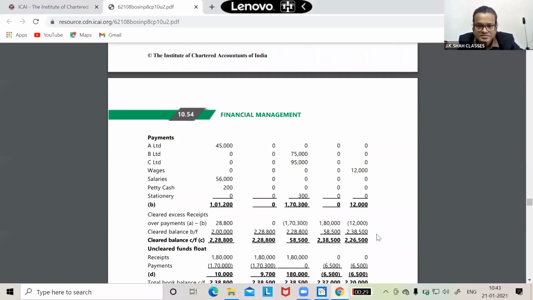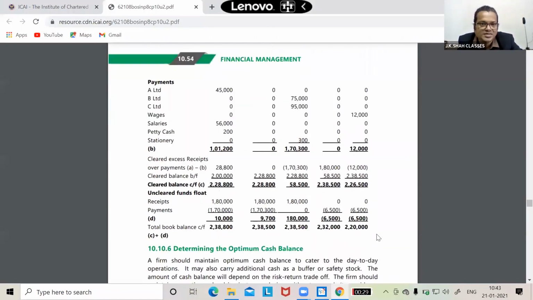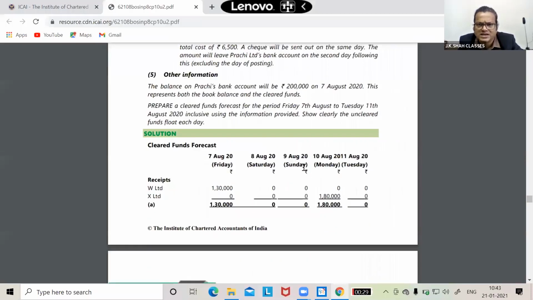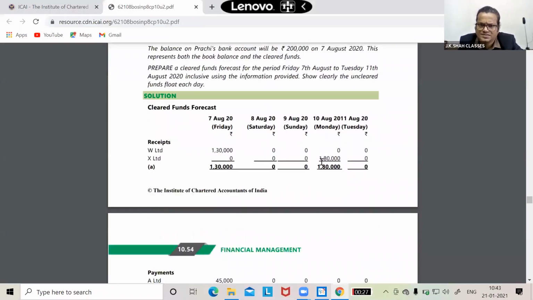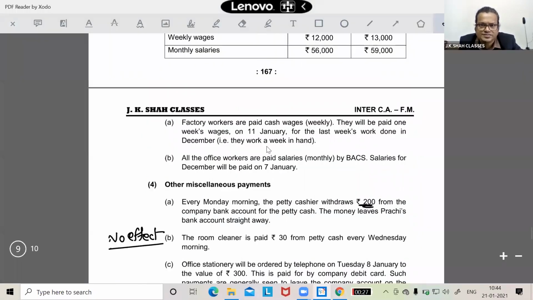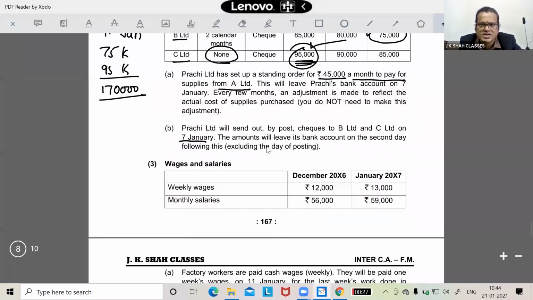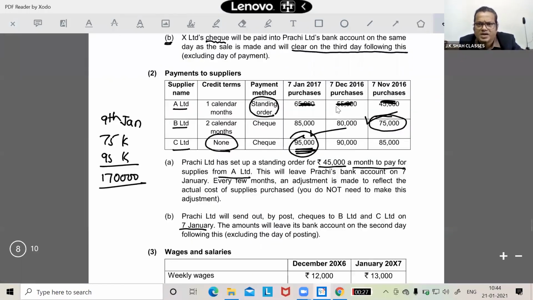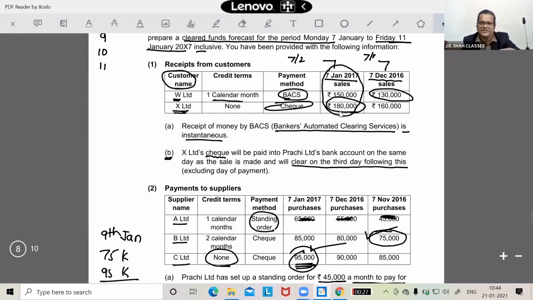Okay. Now, the most crucial part I'll explain to you. Uncleared fund floats. Okay. Well, sir, what is this uncleared fund float? See, receipts, what we discussed. Where are the receipts? Yeah. See, this receipt of 180 came to us on 10th. Let's go to the question now. What is told about these receipts? The receipts. Yeah. See, this we sold on 7 Jan.